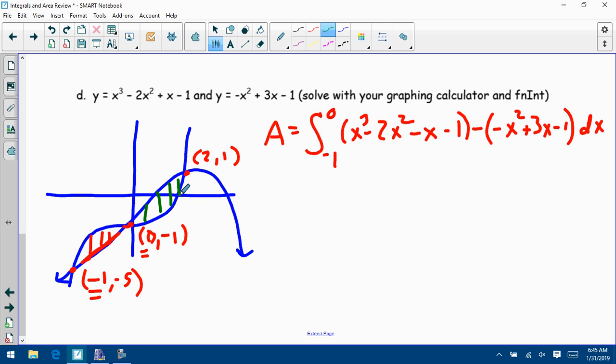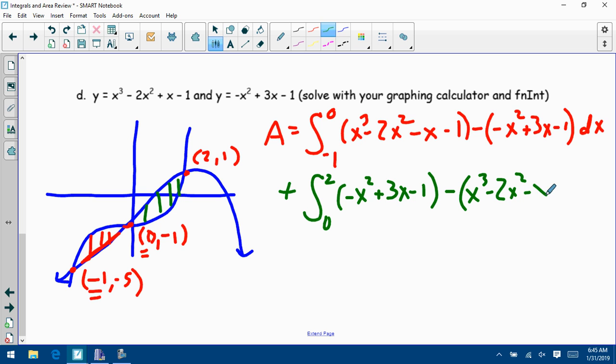Plus, I have to add this area. So plus the integral from x values again, 0 to 2 here. Now the top curve is the parabola. So -x squared plus 3x minus 1, minus the bottom curve, which is the cubic, x cubed minus 2x squared plus x minus 1 dx. And then you could clean both of those up if you wanted to. You could distribute, combine like terms, clean it up, make it look a little bit better. But that's how you'd have to do a problem like this.